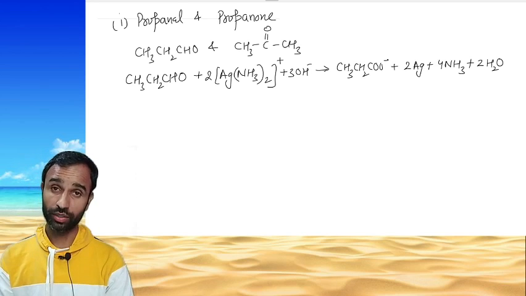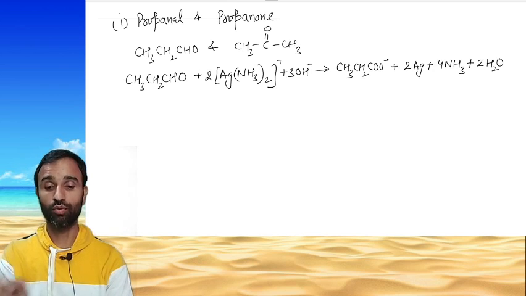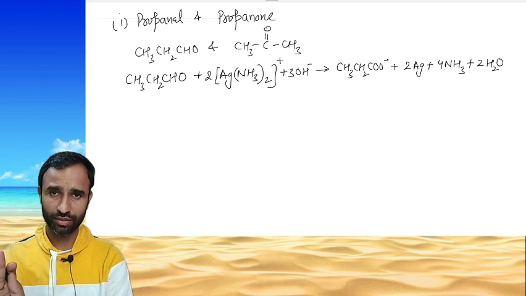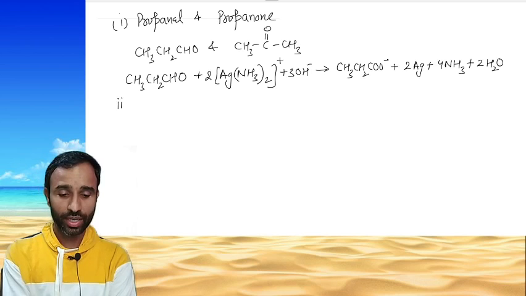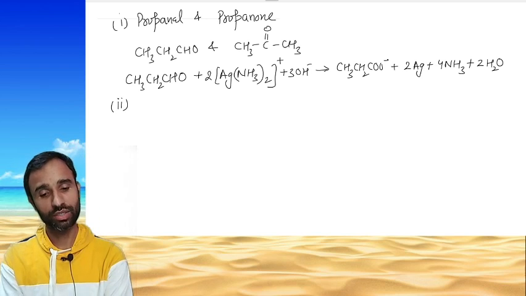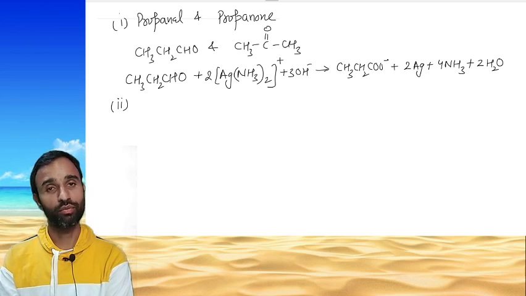One more test can be used, because you know this is a methyl ketone, so the iodoform test. Propanone will give the iodoform test. Only one test we have to write. That is Tollens reagent, but you can write the iodoform test even. Propanone will give the iodoform test, a yellow precipitate of iodoform, but propanal will not give it.